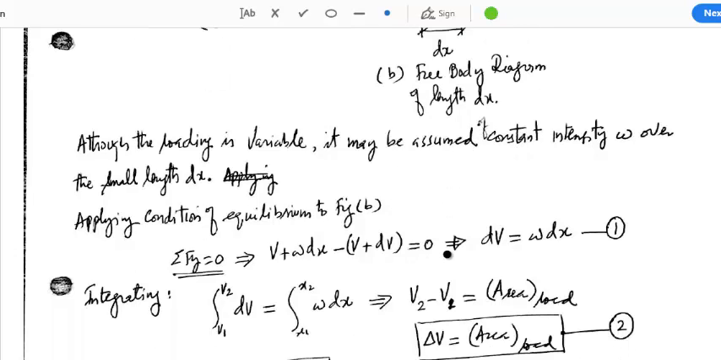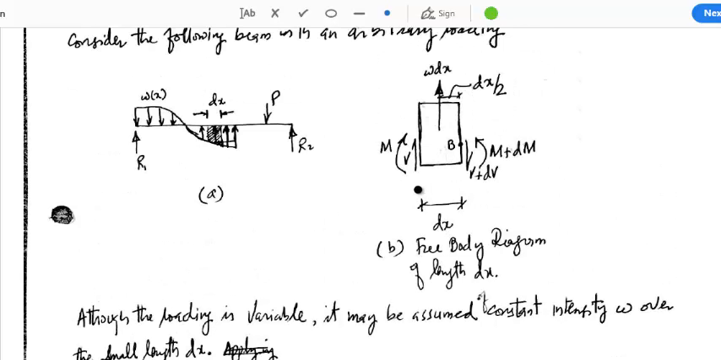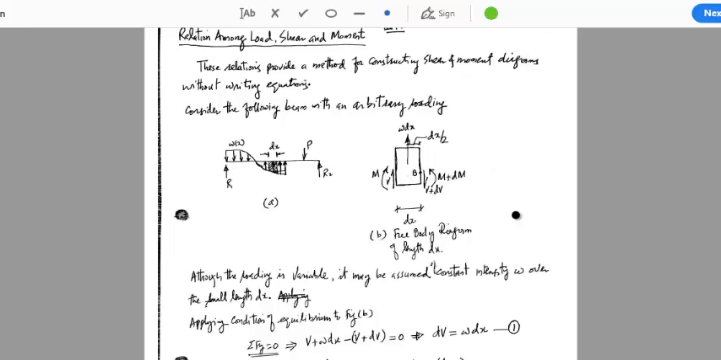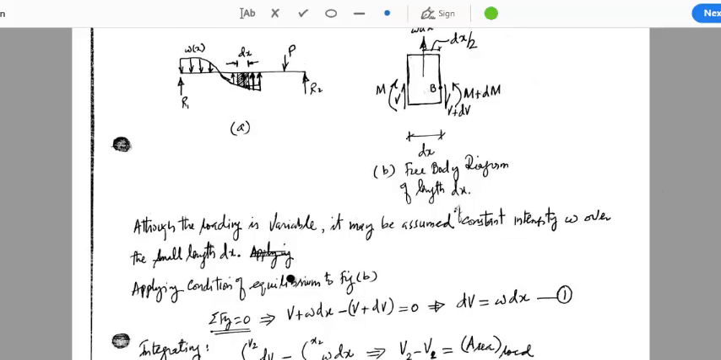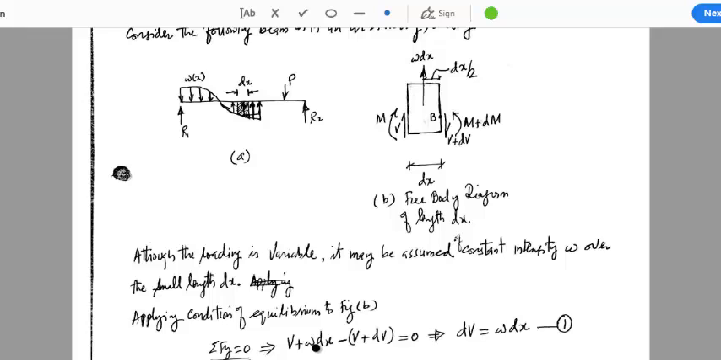So for shear, we know that we always apply the sum of vertical forces equal to 0. If we apply sigma Fy equal to 0 in this case, let me zoom it out a little bit so that you can see the free body diagram as well as the equation in the same view. Okay, so if we apply sigma Fy equal to 0 here, how many forces are acting in the vertical direction? This V in the upward direction, then this omega dx is also in the upward direction, so it's also positive, and then this V plus dV is acting in the downward direction.